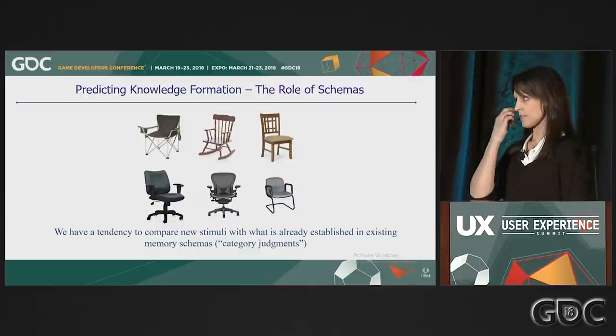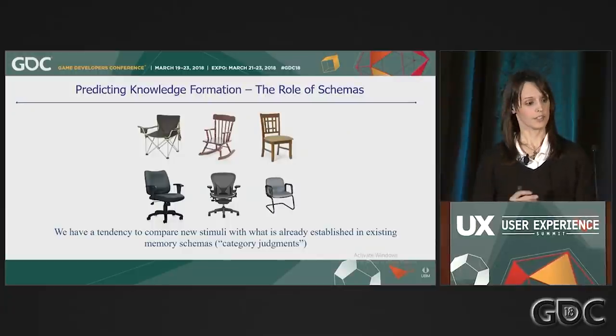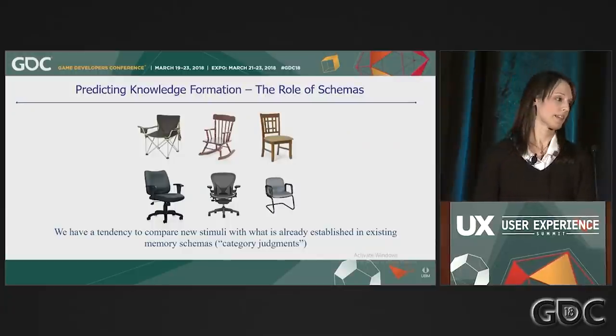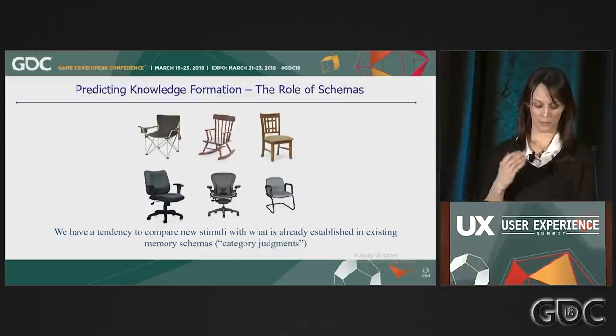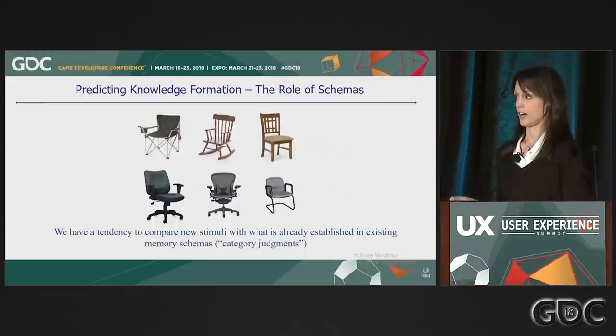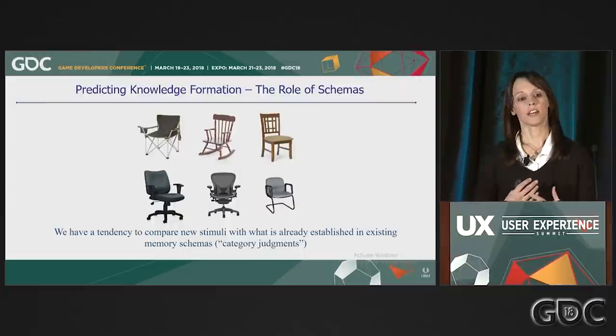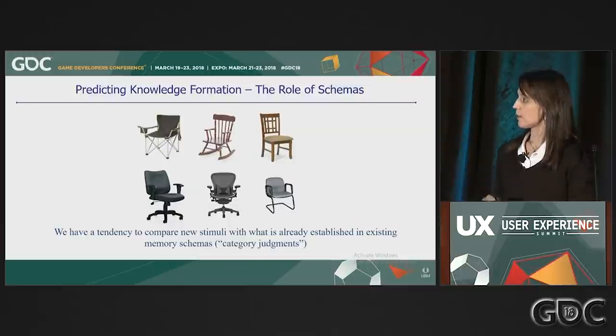And here is a very simple stimulus with the example of a chair. So I think just about everyone in this room can agree that there are six chairs on the screen. This is not some psychological trick. Sometimes my students think that I'm trying to pull one over on them. But we have a schema for office chair and rocking chair. We also have preferences. My personal preference is the chair on the bottom row in the middle. I love those chairs. They're so ergonomic and they're great.